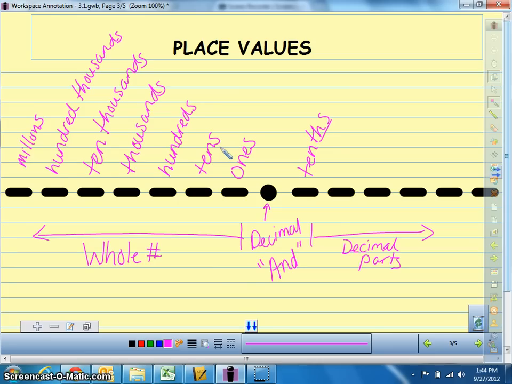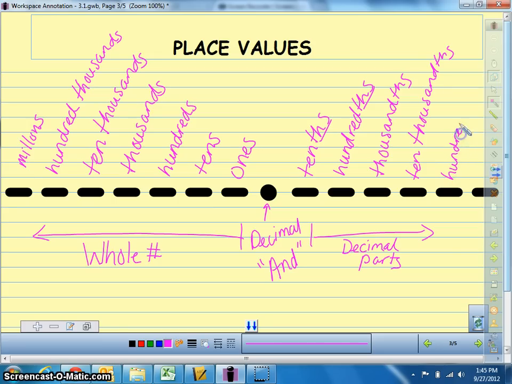So then this one follows that same pattern. This one's going to be the hundredths place value, and we have the thousandths and the 10,000ths and the 100,000ths and the millionths.